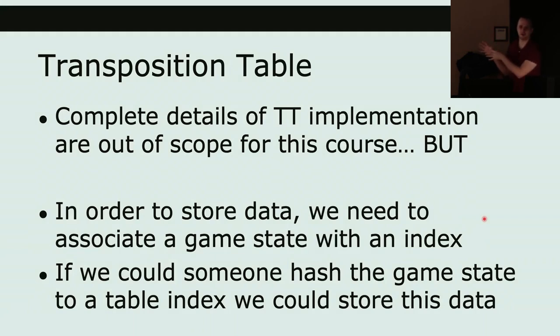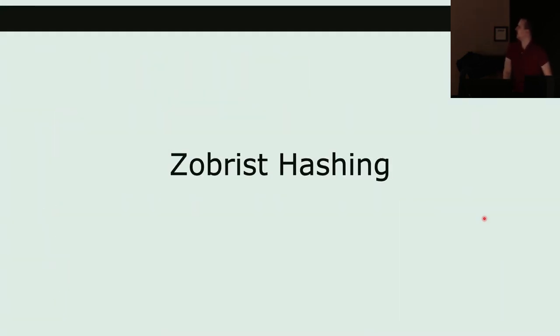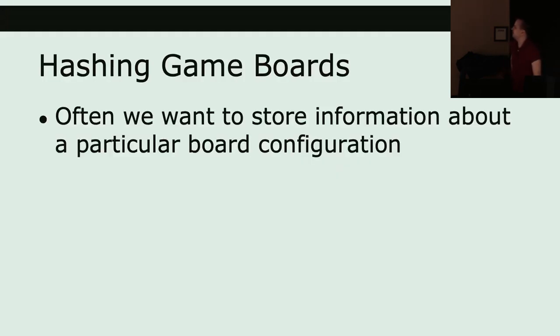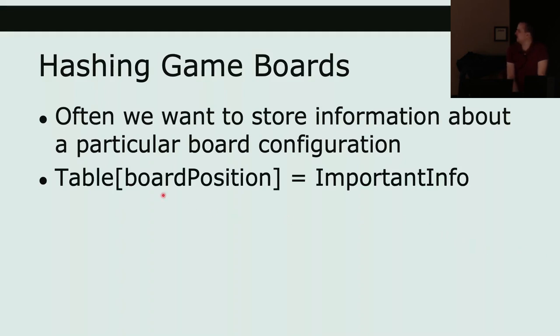Well, we've talked about hashing, but now we're going to talk about the coolest hashing I've ever seen, which is called Zobrist hashing. We often want to store information about particular game board configurations. My table, whether that's a transposition table, you could also have a heuristic lookup table. For example, if your heuristic function is really good, but really slow to compute, then instead of a full transposition table, you could have a hash table that just stores the result of your heuristic function, right? That's a really easy one to do.